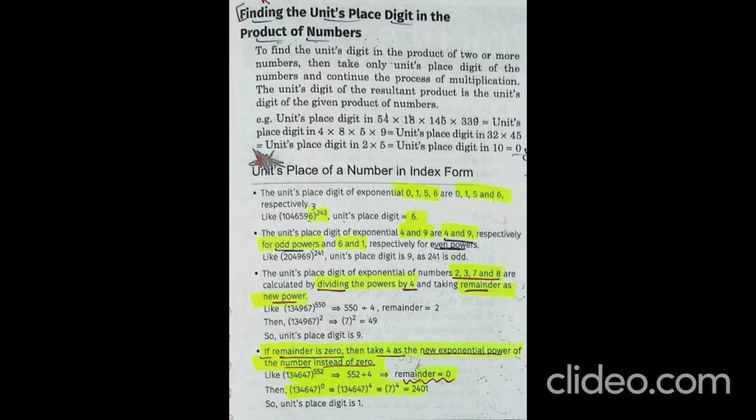Now the next point: if the remainder is 0, then take 4 as the new exponent of the number instead of 0. For example, 1, 3, 4, 6, 4, 7 to the power 552. If we divide by 4, we know that its remainder is 0, right? But instead of taking 0, take it as 4, right? 7 to the power 4, how much is it?